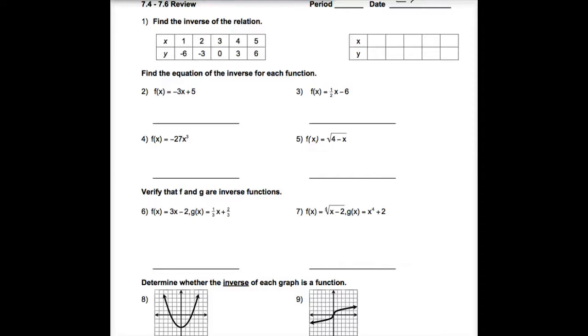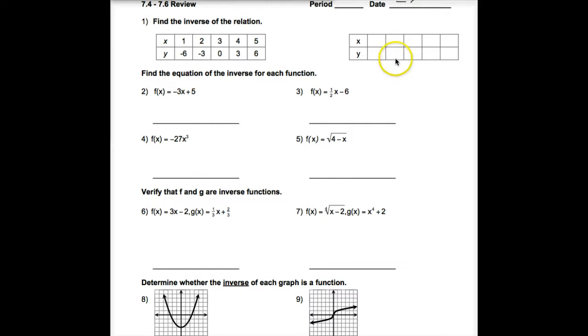So this is a review for the 7-4 to 7-6 quiz. If you were doing your review sheet and studying and had a few questions, hopefully this will help you out on some. Again, I'm not going to do every problem, but I will choose at least one in each section to at least get you on the right track.